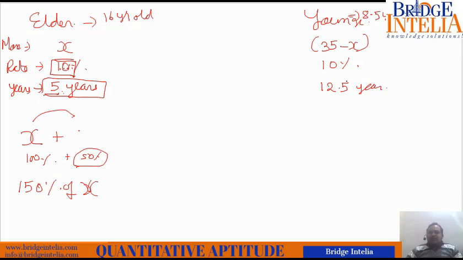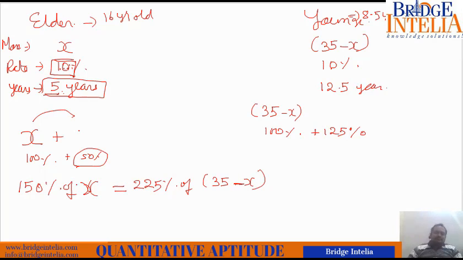Similarly, if you apply the mathematics to the younger daughter, she already has 35 minus X. This is what she deposited, 100%, plus 10% for 12.5 years. That means an additional 125%. So you can say 150% of X should be equal to 225% of 35 minus X. So equating this, 150 and 225 are cancelable.